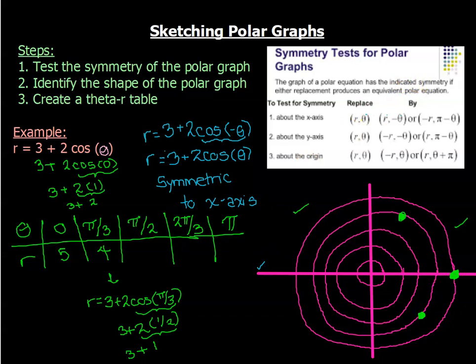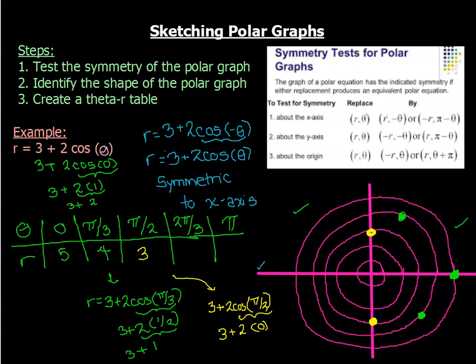And then pi over 2. So I'm running out of room here, so I'm just going to make this here. 3 plus 2 times cosine of pi over 2. The cosine of pi over 2 is 0. 0 times anything is 0. And then 3 plus 0 would give me 3. So at pi over 2, I'm going to make a point on the third circle. Again, it's symmetric with respect to the x-axis, so one side of the x-axis looks like the other side. So I'll make a point on this third circle as well.